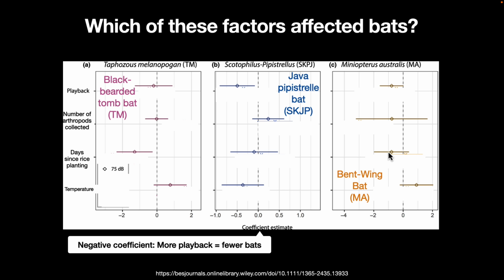The next one that you see on here that definitely makes a difference is the playback. When there is no playback, that means that there are more bats of the Java pipistrelle. That does not seem to be true of the black-bearded tomb bat. So why would it be that the black-bearded tomb bat seems to be unaffected, the correlation coefficient is 0, whereas the Java pipistrelle bat is negatively correlated? It avoids the playback, and the black-bearded tomb bat doesn't seem to care either way.